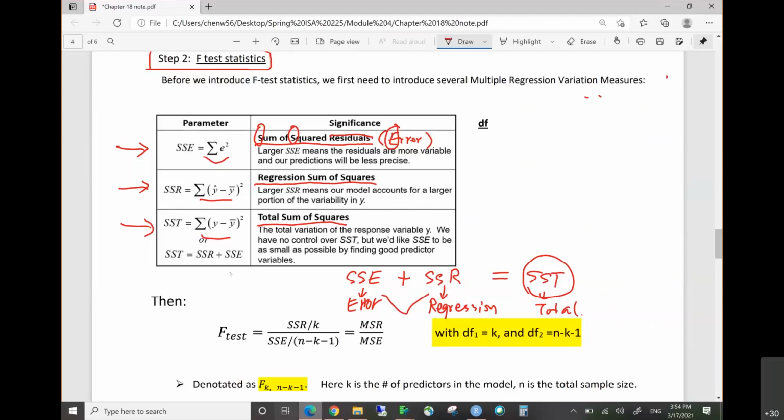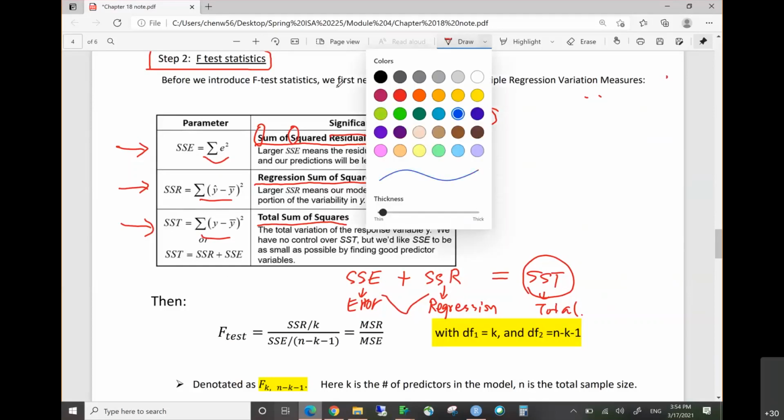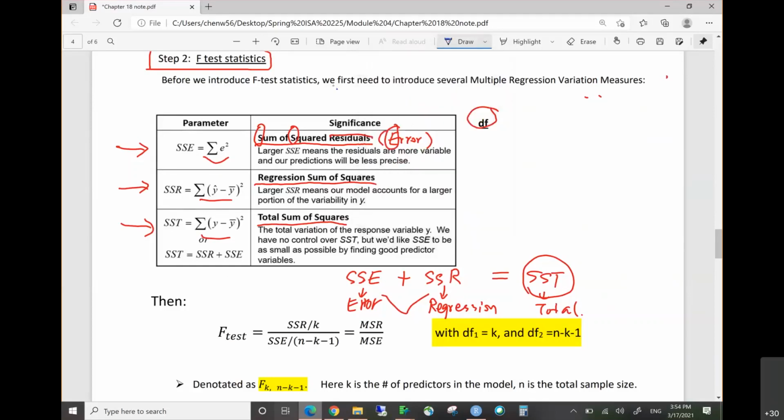These three sums of squares each have their own degrees of freedom. Let's talk about SST first. SST has degrees of freedom of n minus 1, where n is the total sample size, the total number of observations in your sample. The sample size minus 1, n minus 1, will be the degrees of freedom for SST.